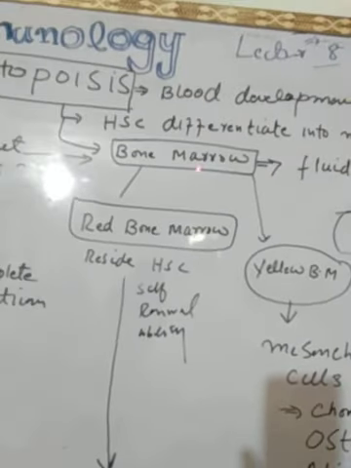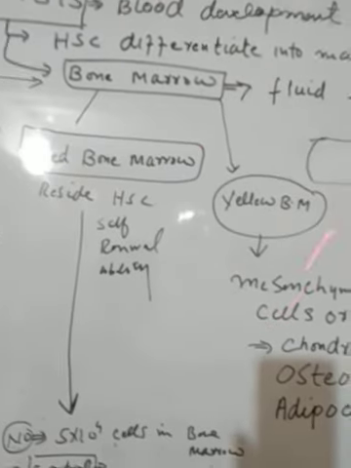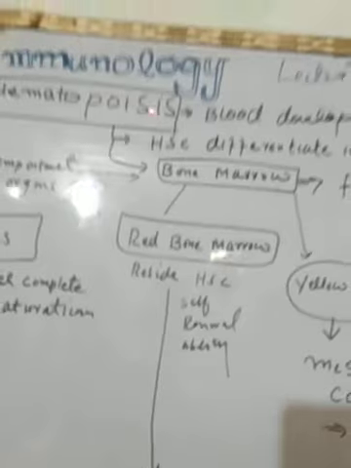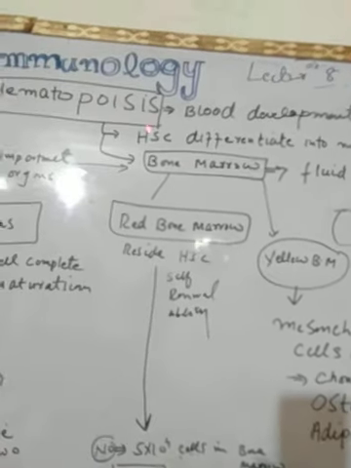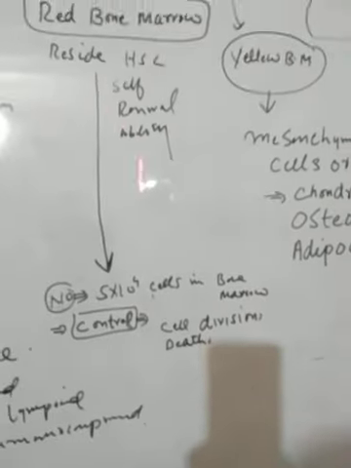Today we have discussed the introduction to the bone marrow, and the factors that control hematopoiesis. In the next lecture, the third lecture, we will start how hematopoiesis occurs, how the hematopoietic stem cell differentiates into mature blood cells. We will discuss that in the next lecture.